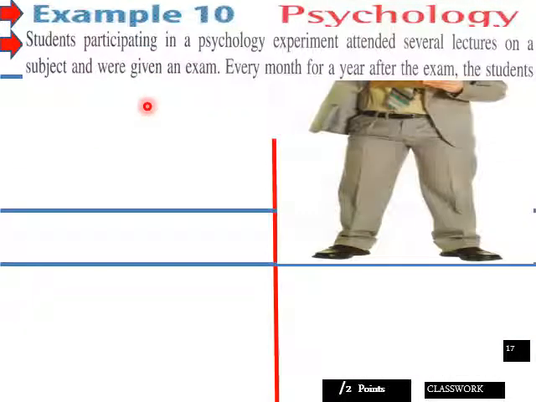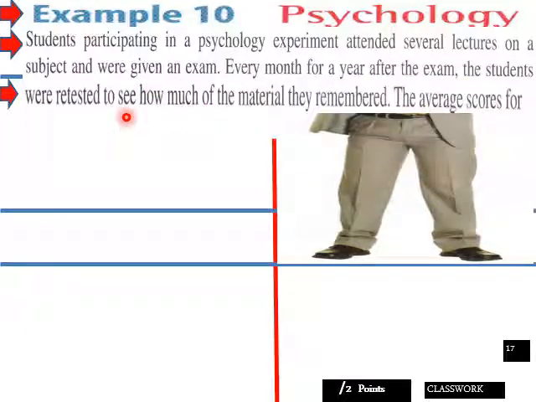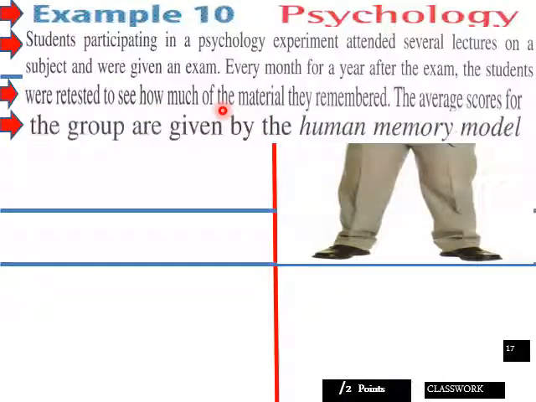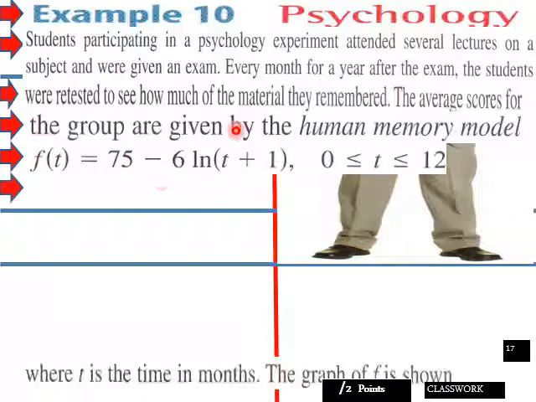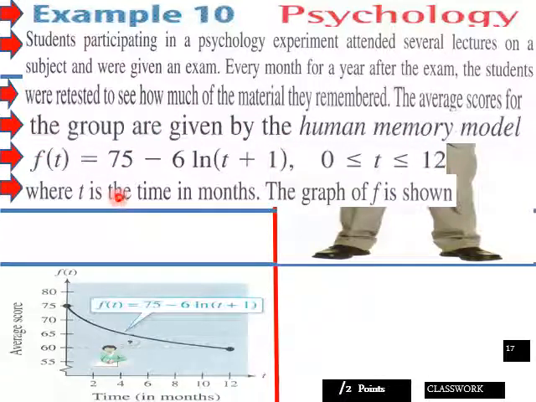Example 10, psychology. Students participating in a psychology experiment attend several lectures on a subject and were given an exam. Every month for a year after the exam, the students were retested to see how much of the material they remembered. The average scores for the group were given by the human memory model, which is right here, where 0 is less than or equal to t, and t is less than or equal to 12, up to 12 months, using this function here, where t is the time in months. The graph of f is shown.